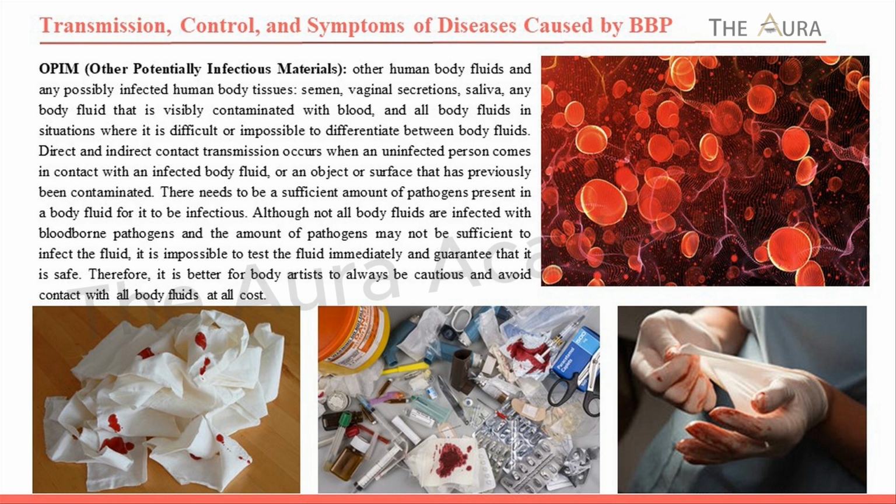OPIM, other potentially infectious materials. Other human body fluids and any possibly infected human body tissues like semen, vaginal secretions, saliva, or any body fluid that is visibly contaminated with blood, and all body fluids in situations where it is difficult or impossible to differentiate between body fluids. Direct and indirect contact transmission occurs when an uninfected person comes in contact with an infected body fluid or an object or surface that has previously been contaminated.